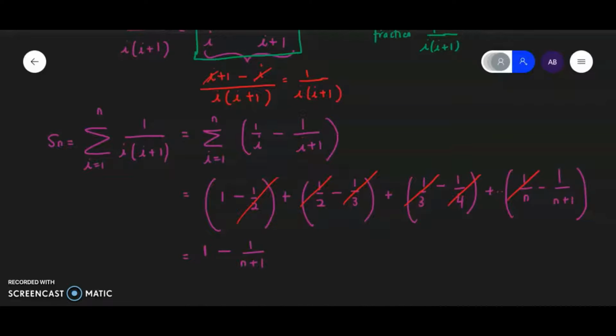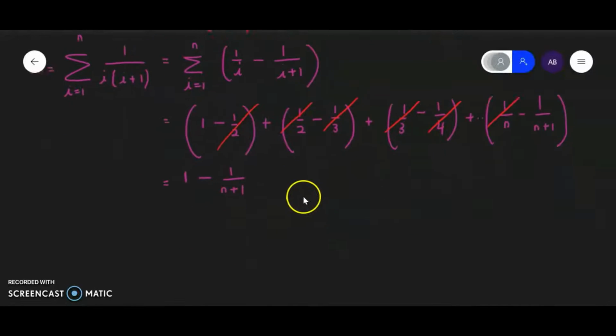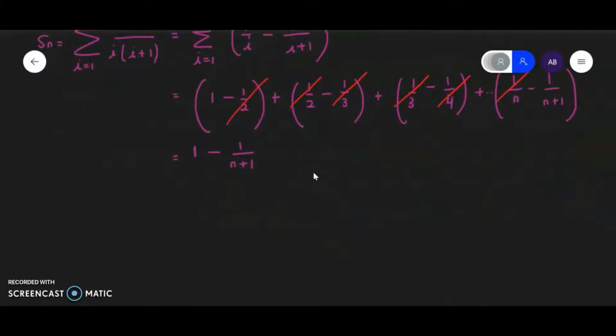I've shown you earlier on, every term will cancel out except the first and the last term. This is what you call a telescoping series. To find the value of this series, take the limit as n approaches infinity of Sn, which is the limit of 1 minus 1 over n plus 1. When n approaches infinity, 1 over infinity is 0, so that will give you 1.